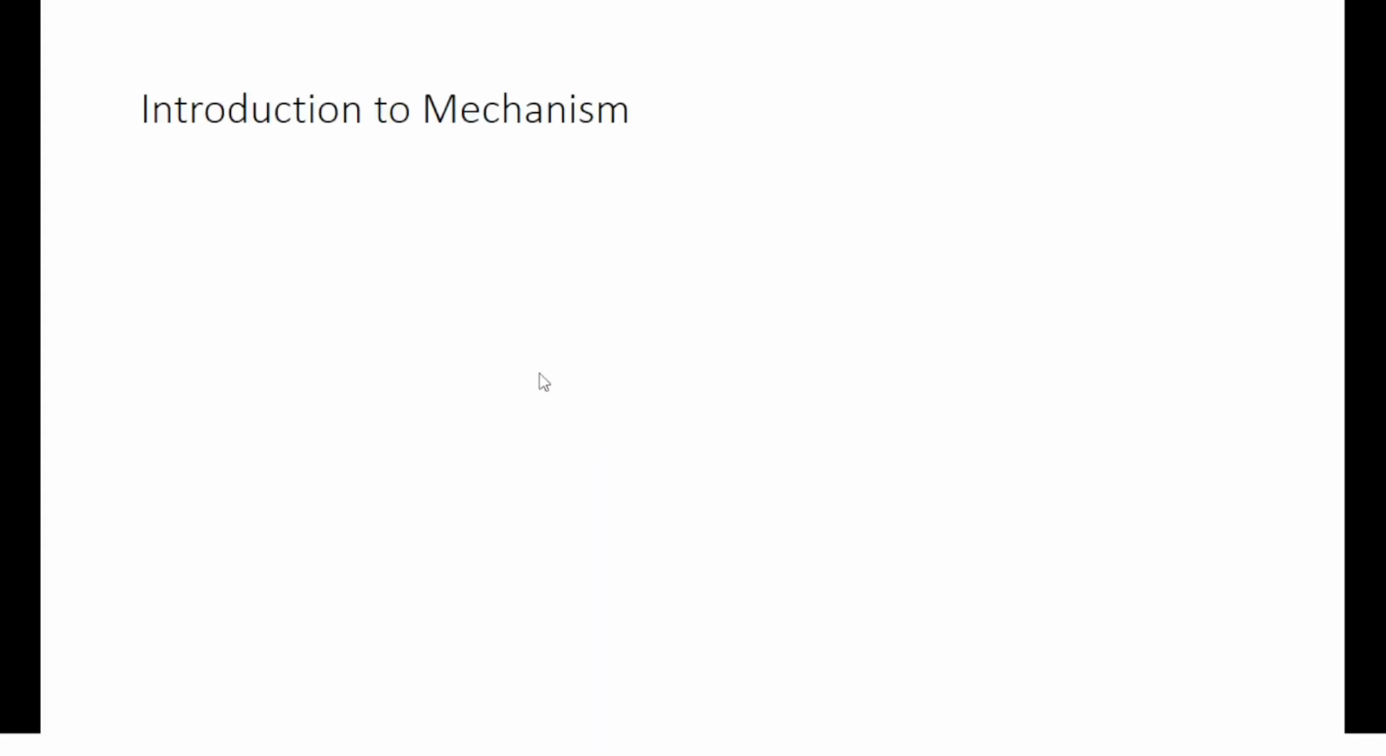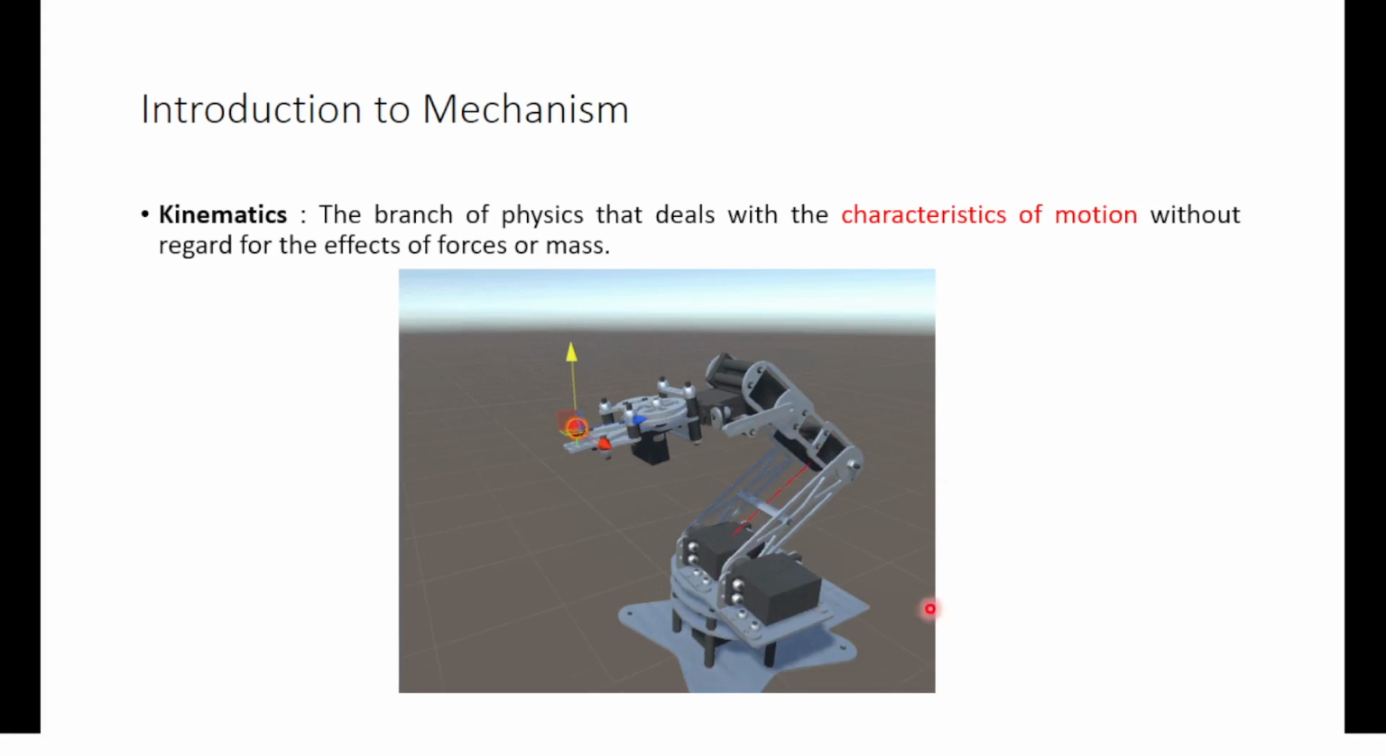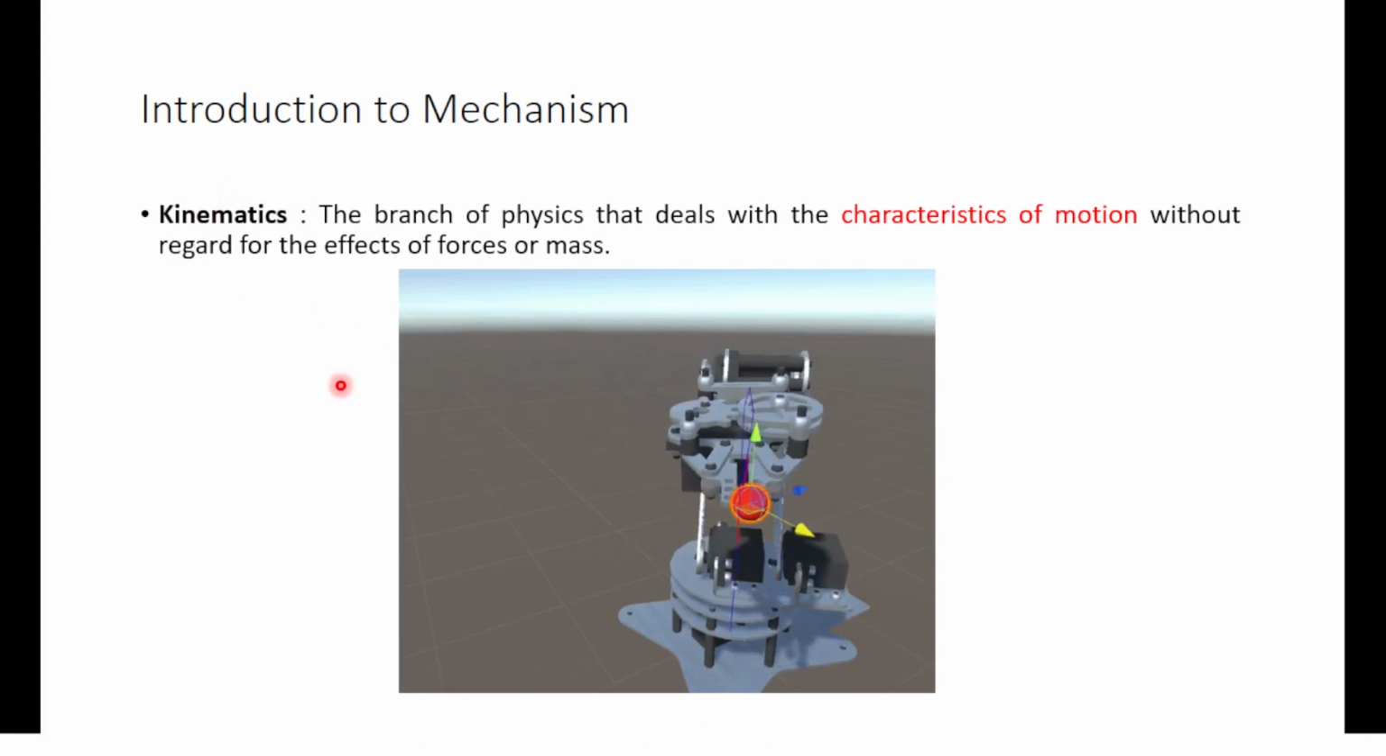So we will start with what exactly a mechanism is. Before moving on to mechanism, we have to deal with what kinematics is. In engineering mechanics you may have heard about the difference between kinematics and kinetics, right? In kinematics, we deal with characteristics of motion but without considering the effect of force. But in the case of kinetics, we study the motion, like velocity analysis, according to the effect of force, right?